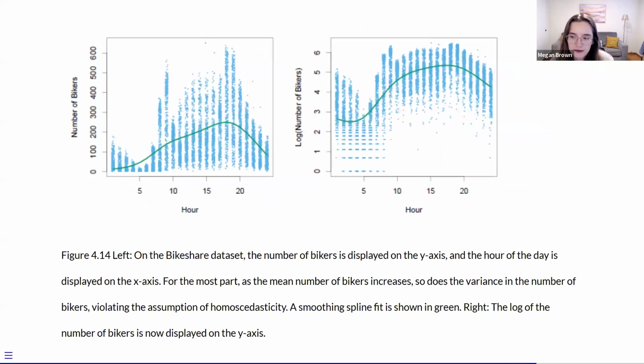And then one issue with using, I think it's the linear regression, or maybe it's the logistic regression. No, it's linear, is that this count data violates the assumption of homoscedasticity. And so the mean goes up. The mean number of bikers increases, and the variance also increases. Yeah, that's right.